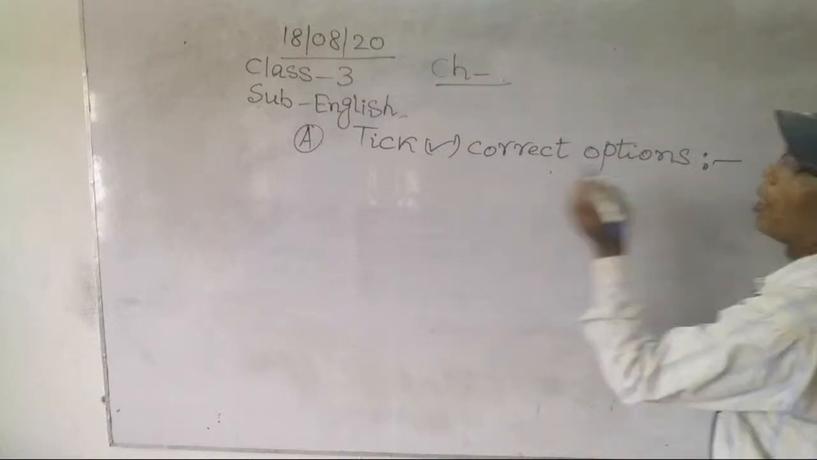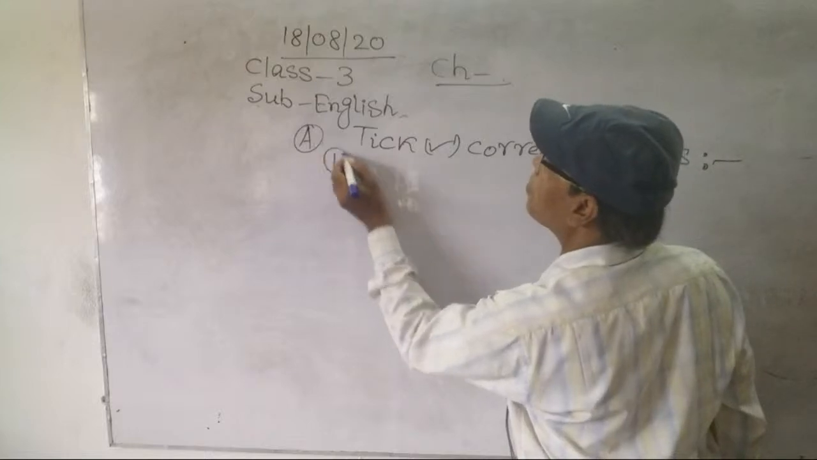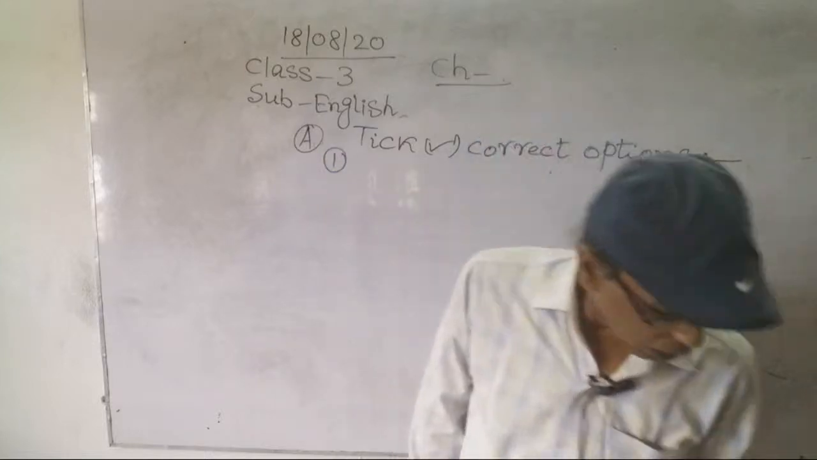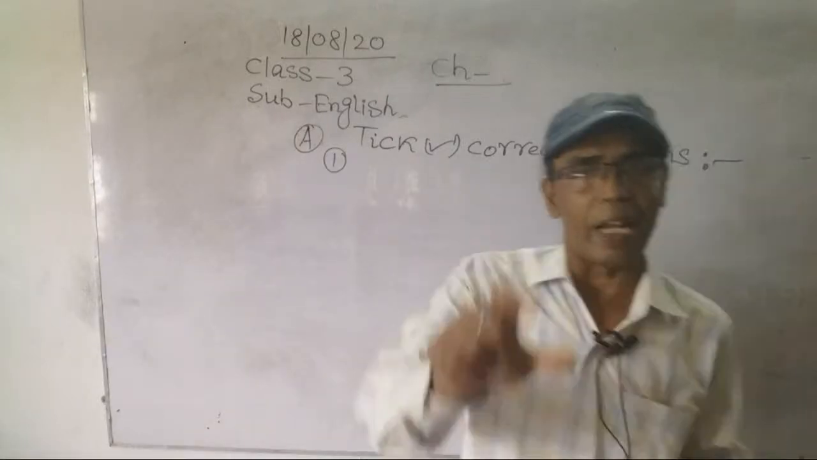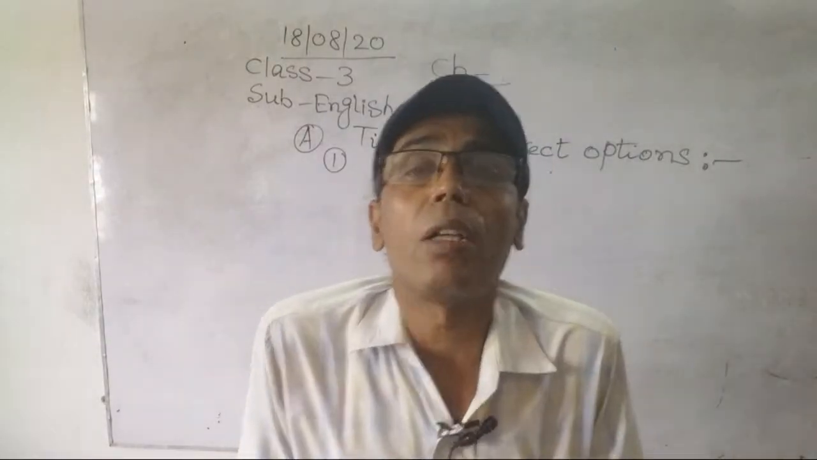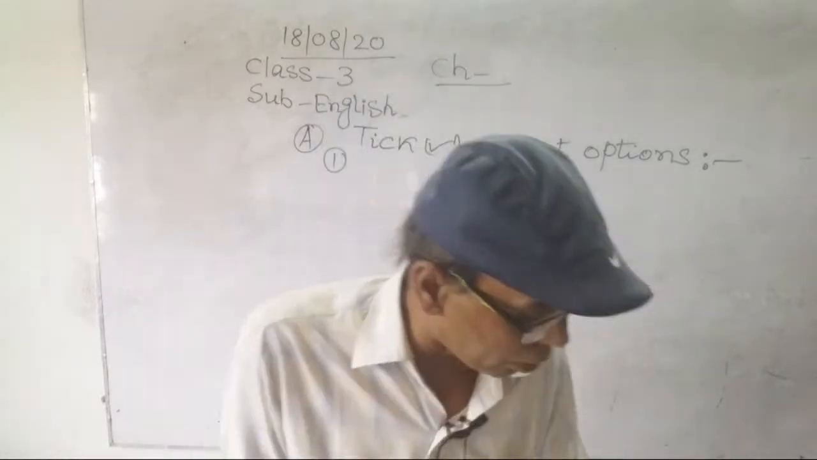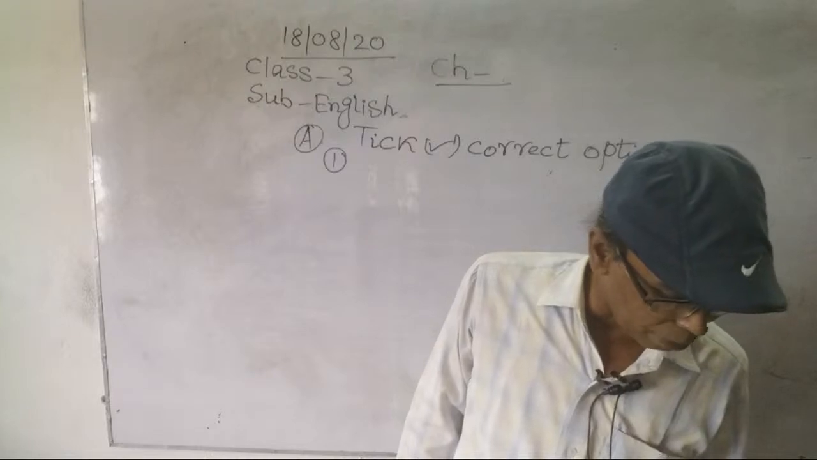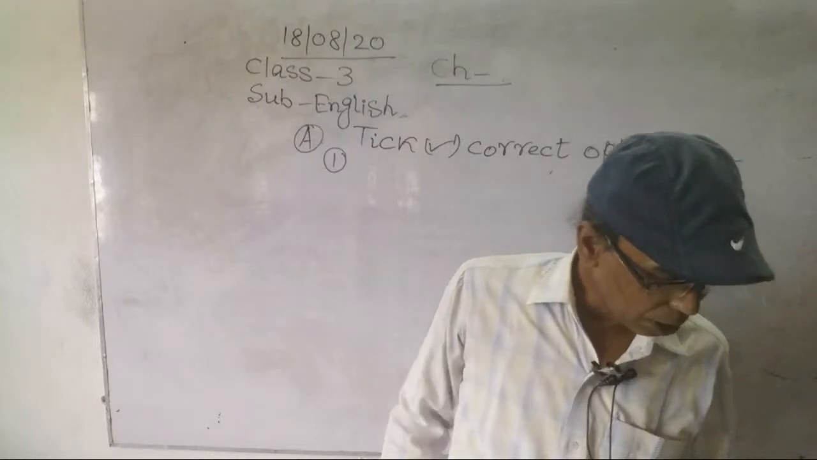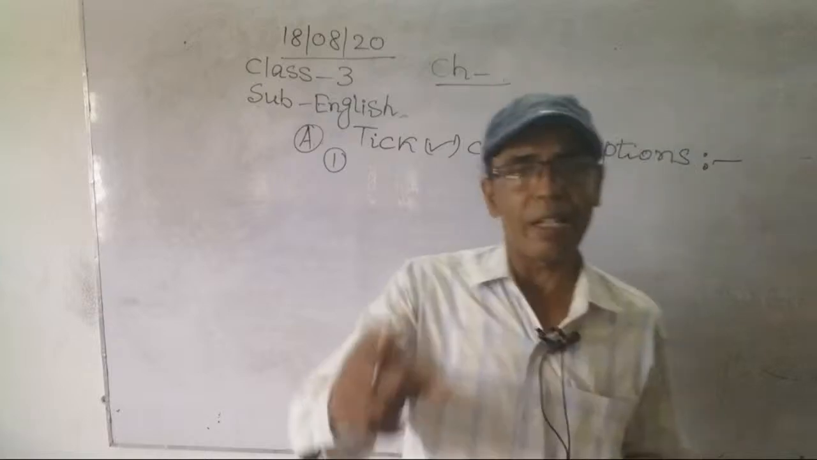Options. Number one, the girl wants to go across the river. Options are sand, tree, water, beach. Correct answer is water.